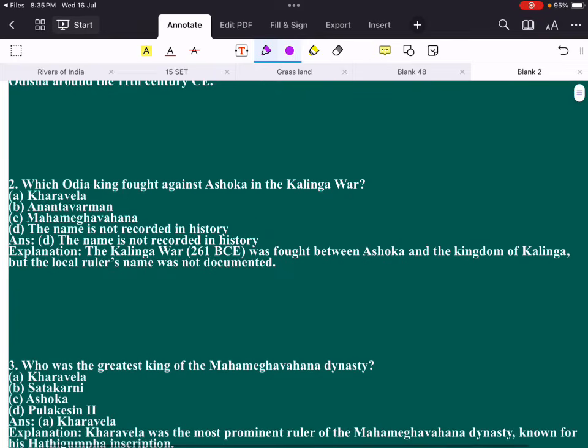Question number 2. Which Odia king fought against Ashoka in the Kalinga War? Option D is the correct answer. The name is not recorded in the history.